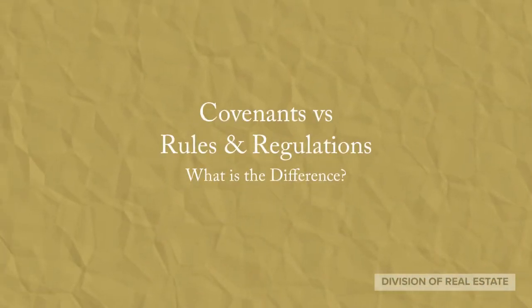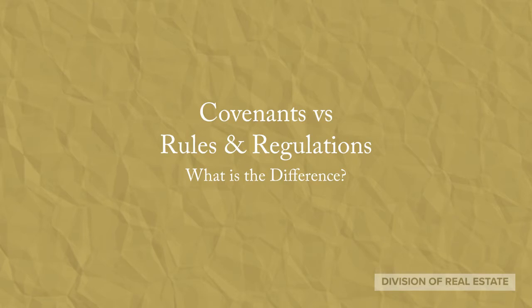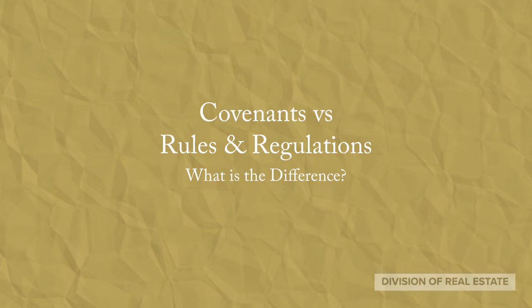What is the difference between a covenant and a rule? There are differences on what they cover and how they are adopted. Homeowners need to understand that they may be subject to the HOA's enforcement should they be non-compliant with the covenants or rules and regulations of the HOA.